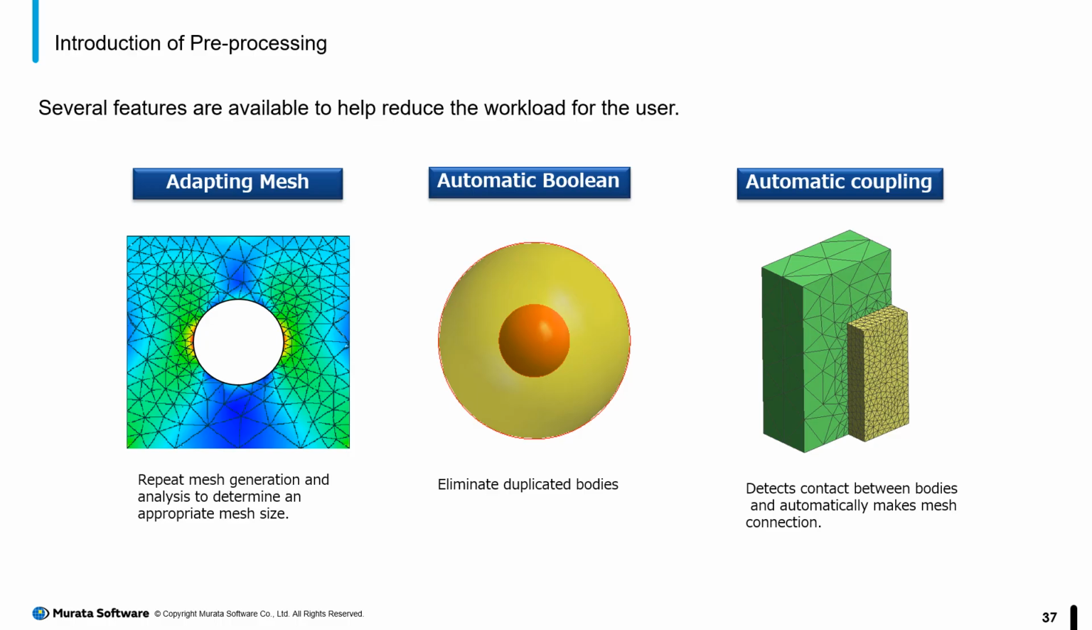Next is the automatic Boolean feature. This function automatically removes overlapping areas between bodies. For instance, when there is a complete containment relationship, the inner body is prioritized, eliminating the need for manual Boolean removal. Finally, there is the automatic coupling feature. This function automatically aligns the mesh shapes at the contact points between bodies. With this feature, for example in stress analysis, the interface between two bodies will be automatically bonded together.